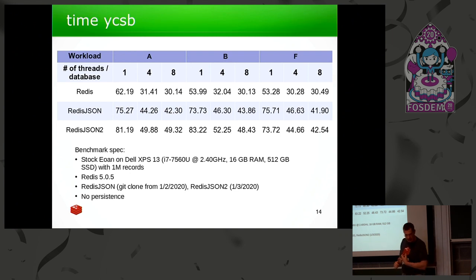And then I used RedisJSON as in the C implementation, and I cloned this on the 2nd of January 2020. And one day later, I cloned the Rust version. The reason for the one-day delay was that my internet essentially broke down on the second after I cloned the C code base, and then I was traveling, and then I had internet access back again next day. So that's the reason for that one-day delay. But I took a look at the commits, and there were no commits in between.